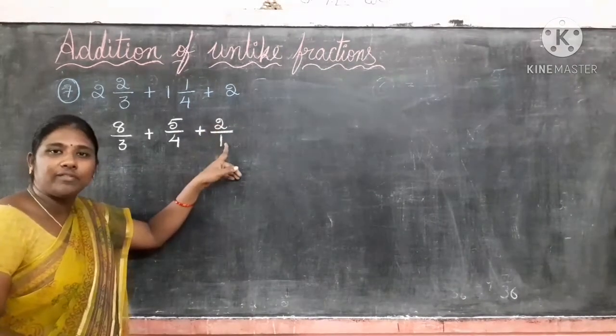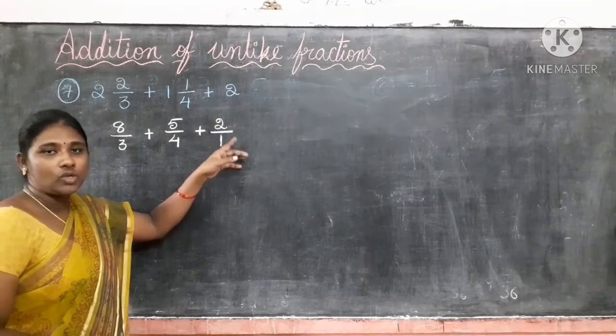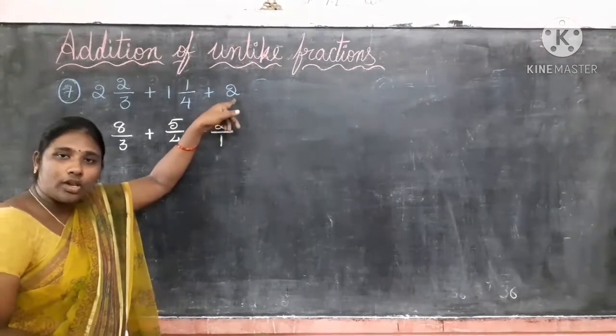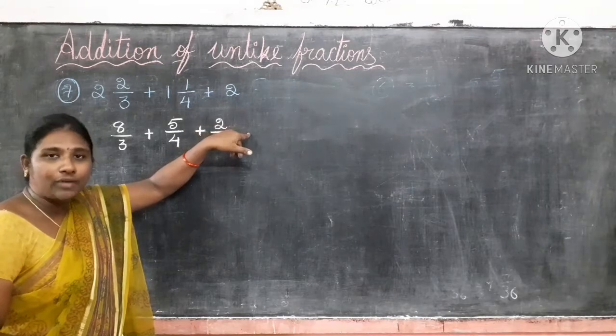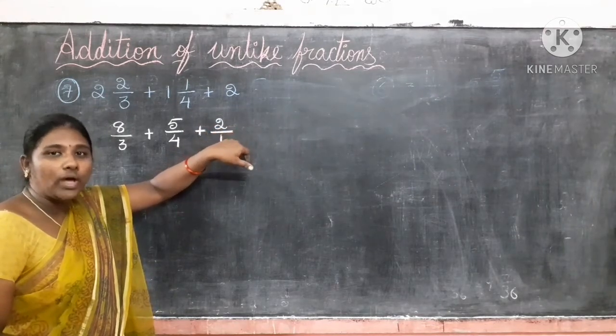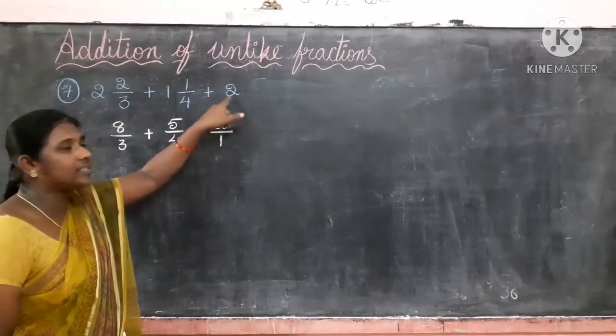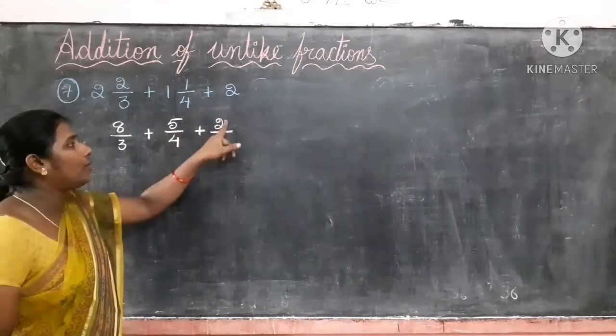If 3 is given, 3 by 1. If 1 is given, 1 by 1. So whatever is given here, it is a whole number. We have to convert it into a fraction. How? By 1. 2 by 1 is equal to 2. So we have to write by 1.